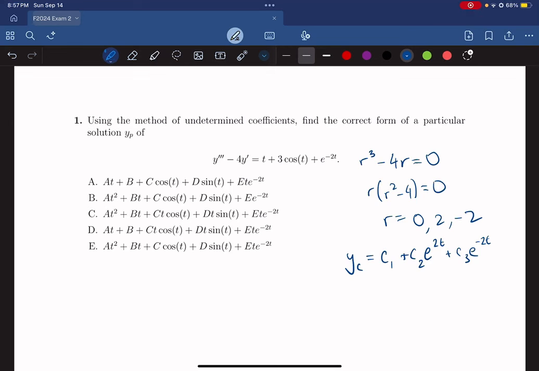So now what we're going to do is we're going to guess the form of the right side. We're going to guess the form of yp. So ypg we'll call it. And what that means is we're going to look at the form of the right side, and then we're going to guess the form of yp. So if we have t, we know that it's going to be at plus b, because t is to the 1 degree. If this was t squared, we would use at squared plus bt plus c. But since it's just t, we're going to do at plus b.